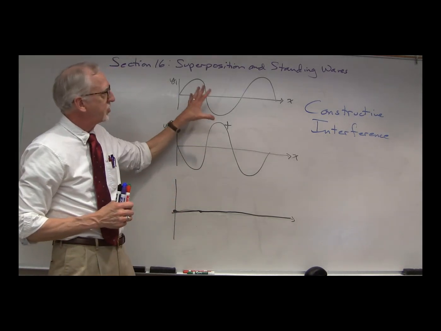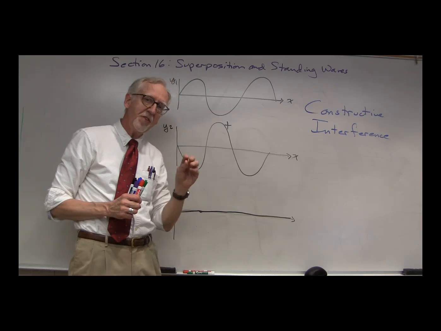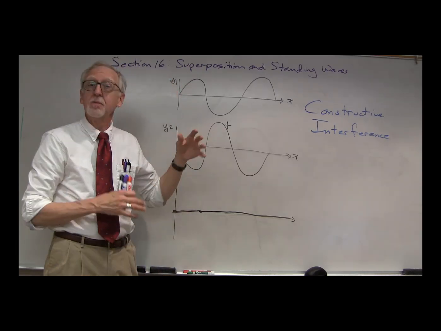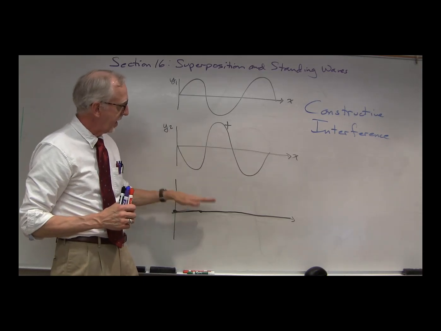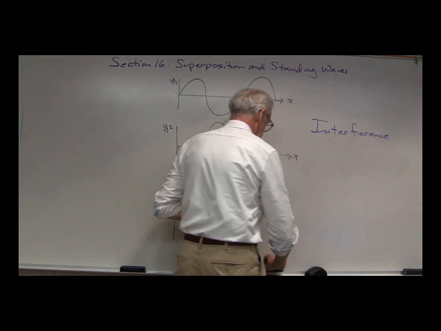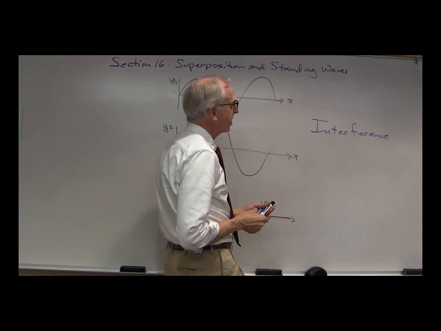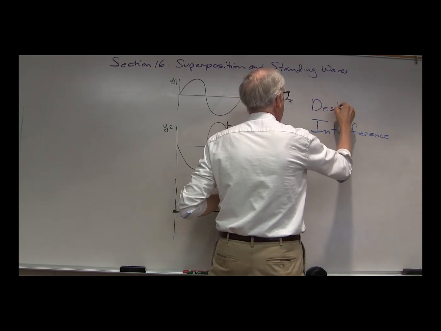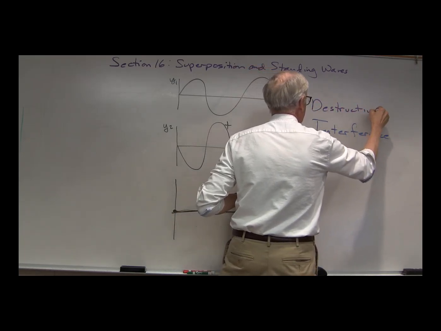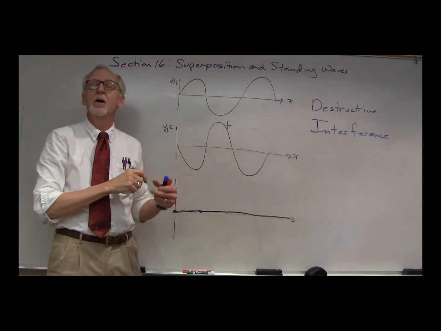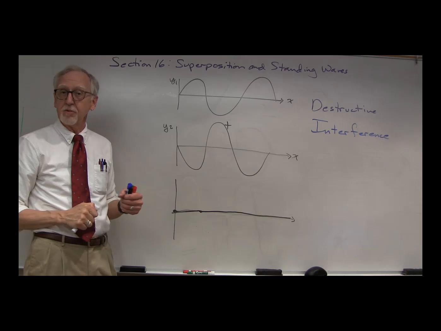Keep in mind, this could be just for one specific time. At another time, maybe they aren't aligned like this. But just for this specific time, they cancel each other out. You can kind of guess, if that was constructive interference, this is destructive interference. So when waves cancel each other out, we call that destructive interference.